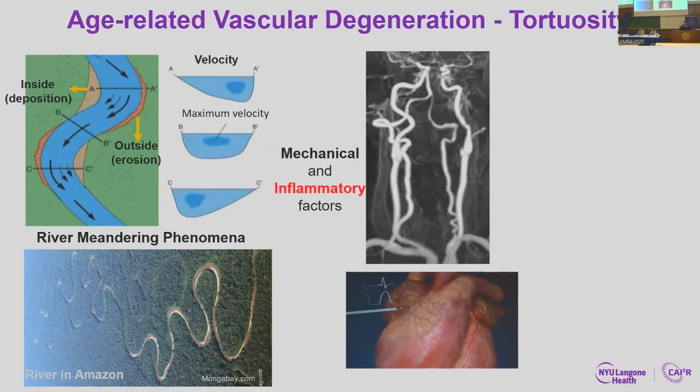So as I mentioned earlier, when we're thinking about the cause of these tortuous vessels, there are two factors. One is mechanical, one is inflammatory activity. For the mechanical part, we think it's more like the river meandering effect. In this case, the river in the Amazon. Over the years, it can become this tortuous formation. But in the river there's no inflammation component.